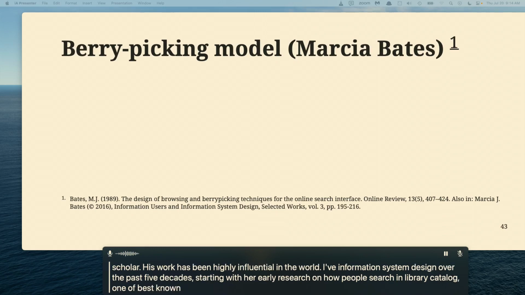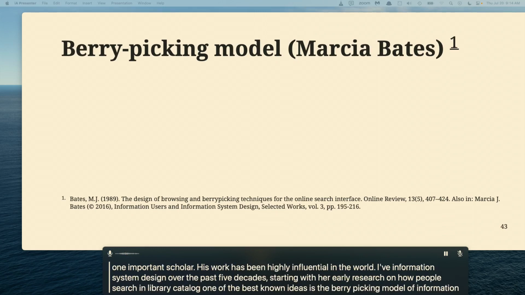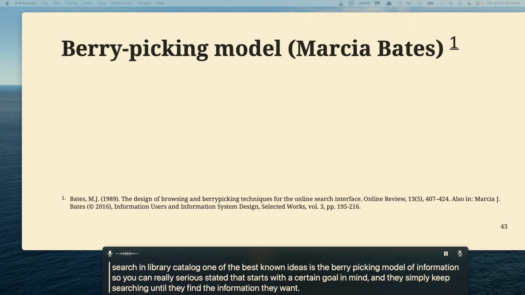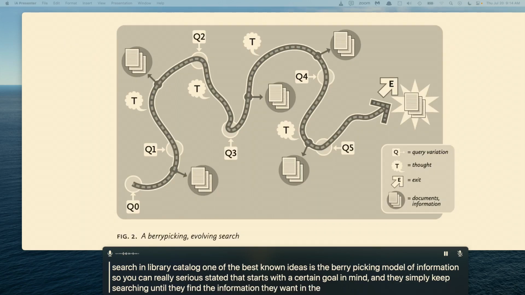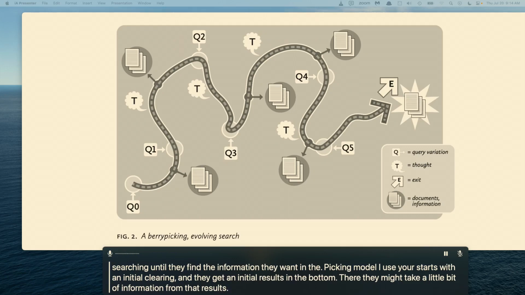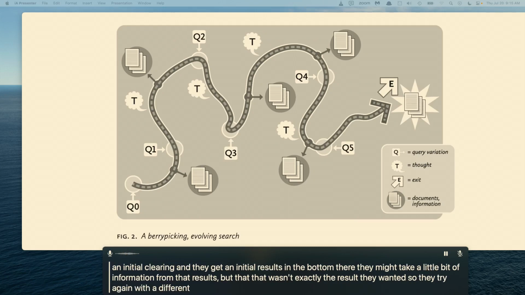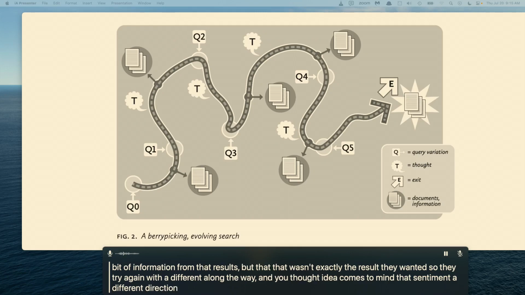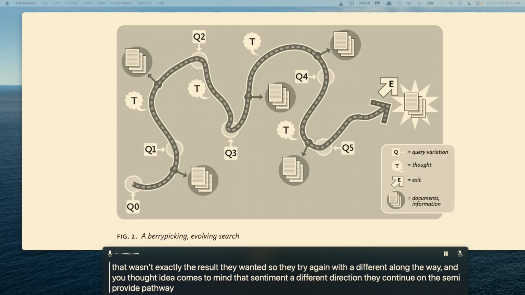One of Bates' best-known ideas is the berry-picking model of information seeking. Earlier theories stated that a user starts with a certain goal in mind, and they simply keep searching until they find the information they want. In the berry-picking model, a user starts with an initial query, and they get an initial result. So that's in the bottom left there. They might take a little bit of information from that result, but that wasn't exactly the result they wanted. So they try again with a different query. Along the way, a new thought or idea comes to mind, and that sends them in a different direction. They continue on this semi-improvised pathway, gleaning different pieces of information along the way.